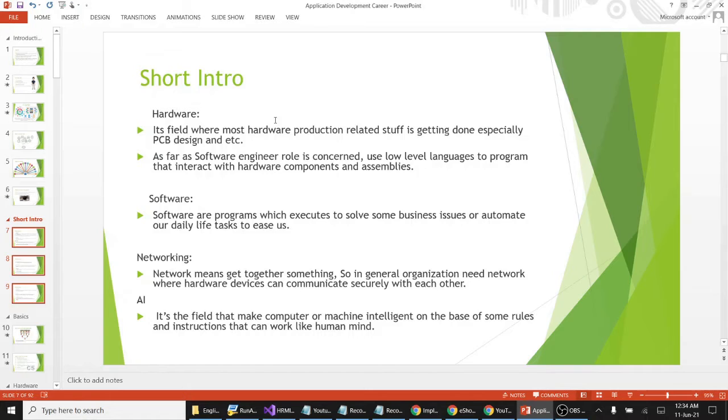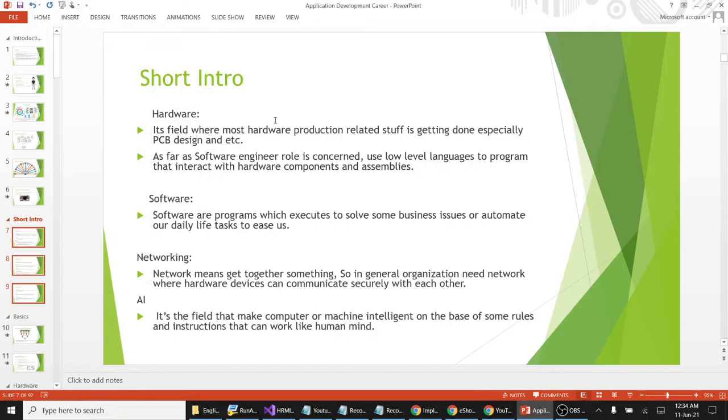So we continue the series of videos where we have introduced the major computer science fields and subfields. Here is a short introduction to all the fields that we have mentioned in the previous slides.